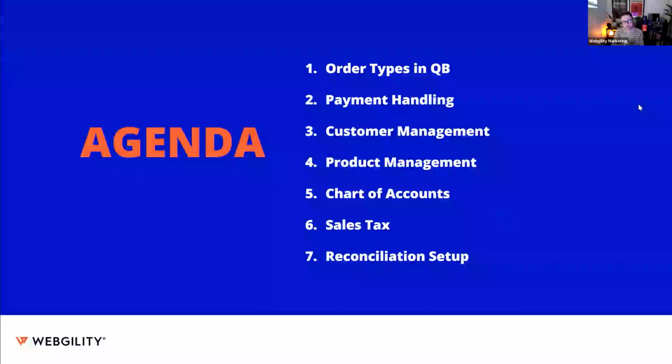The agenda for today is pretty straightforward. As many bullet points as this has, it's going to be pretty linear. We're going to talk through order types, briefly talk about payment handling, customer and product management, talk about the chart of accounts, how we generally recommend setting up sales tax, and then a reconciliation setup sort of guide. Again, this is a pretty introductory session, so it's not going to go too far in the weeds.